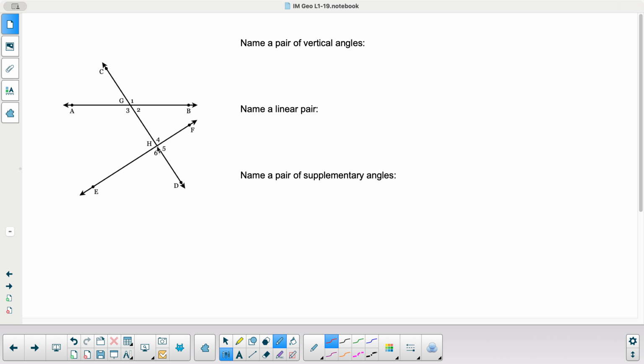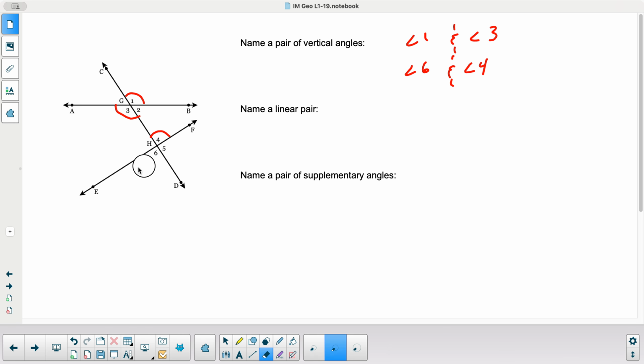Okay, so name a pair of vertical angles. So I'm just going to pick a couple here. There's actually 4 pairs. I'll go here, angle 1 and angle 3. And then let's go down here. I'll pick 6 and 4. And remember, they are congruent. Vertical angles are congruent, okay? It's very, very obvious because you can just picture a rotation right there.